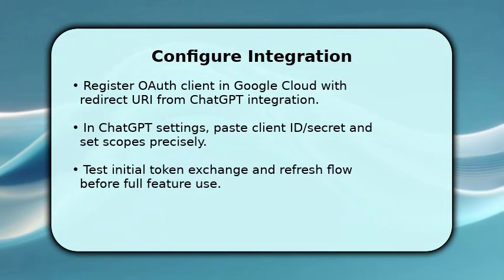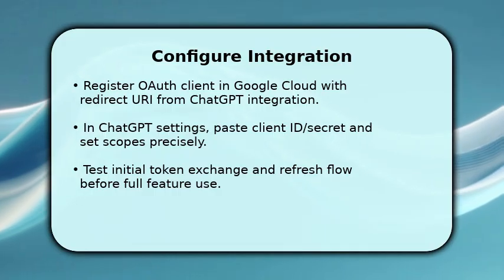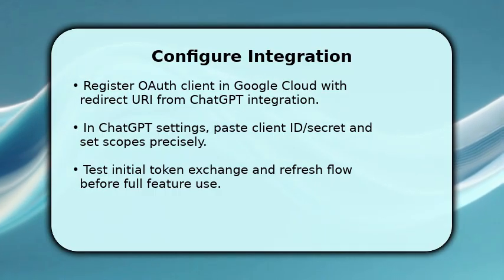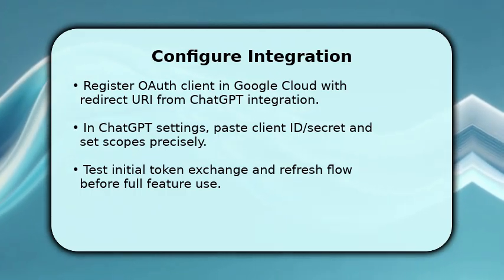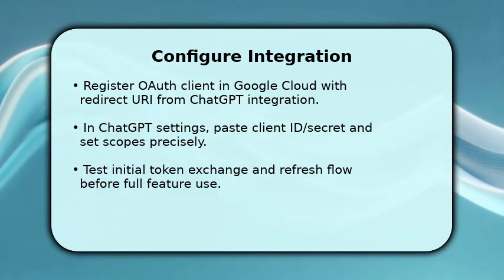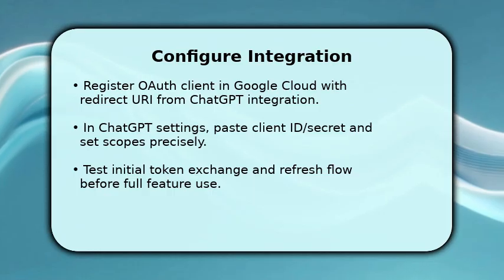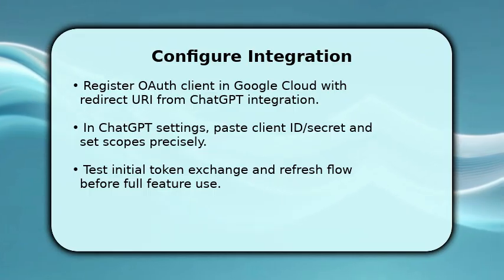Now you configure the integration. Register an OAuth client in Google Cloud and use the exact redirect URI provided by ChatGPT or the third-party connector. Then in ChatGPT's integration settings, paste the client ID and secret and specify only the scopes required. After saving, perform an authorization flow to exchange the code for tokens. This validates redirect and scope consent.